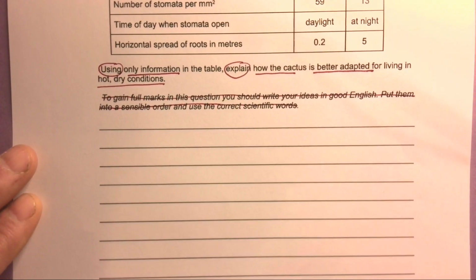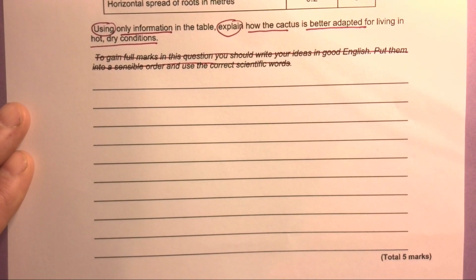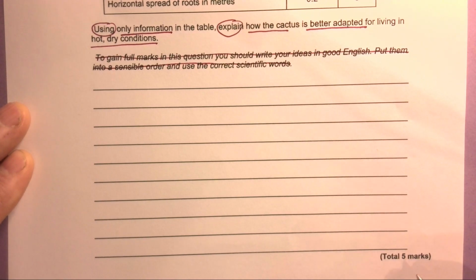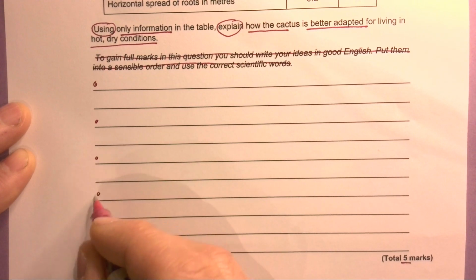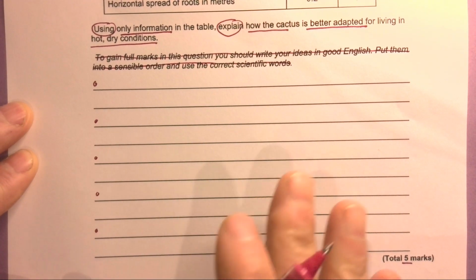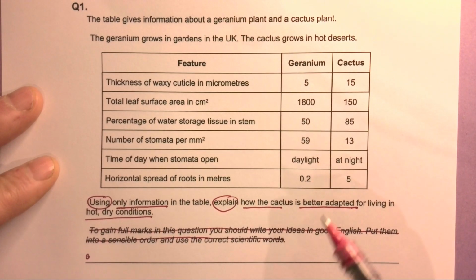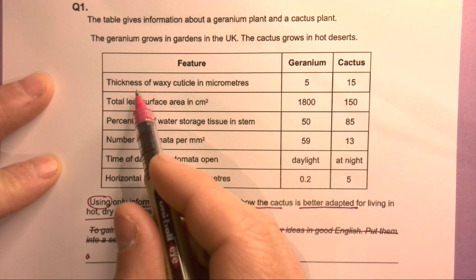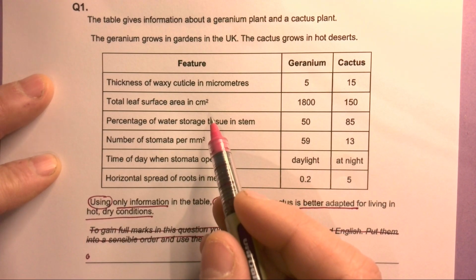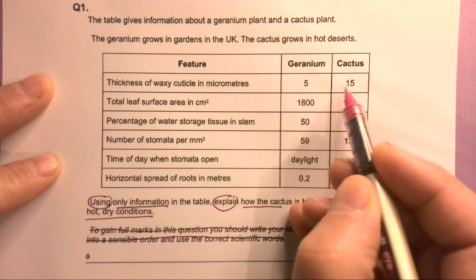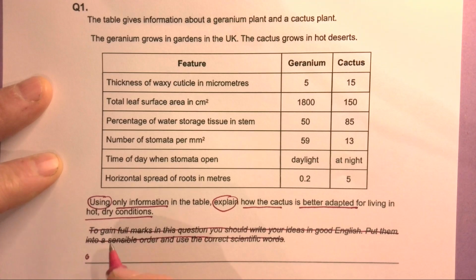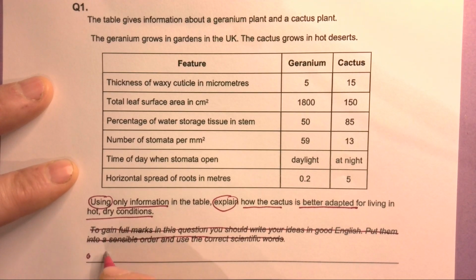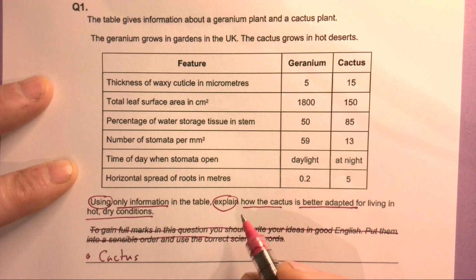So I have to say why the cactus is better than the geranium, and it's worth 5 marks. So there's 1, 2, 3, 4, 5 different things we're going to talk about. So it's kind of like a comparison. So let's see. Well, important things. So the cactus has got a thicker cuticle. So I'm going to make sure whenever I can, I'm going to make a comparison. So the cactus, because it's an explain question, I'm going to describe something and say why it's important.